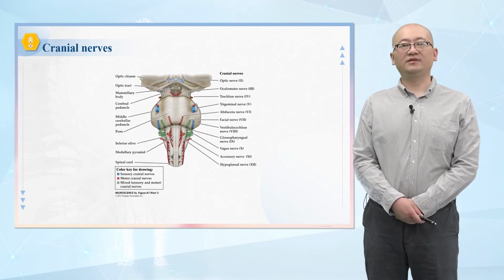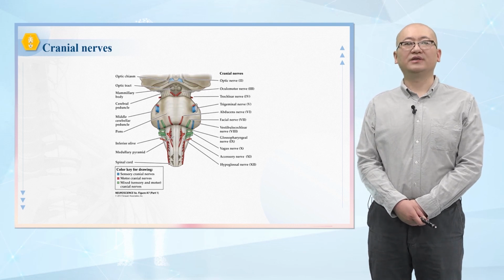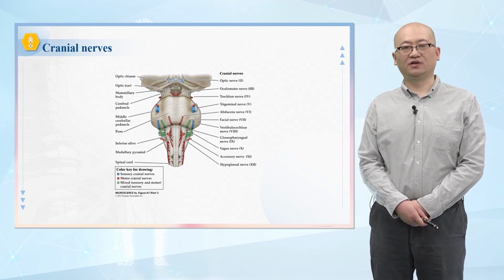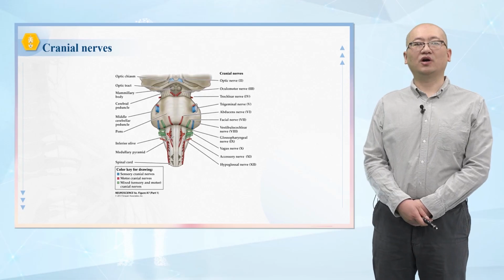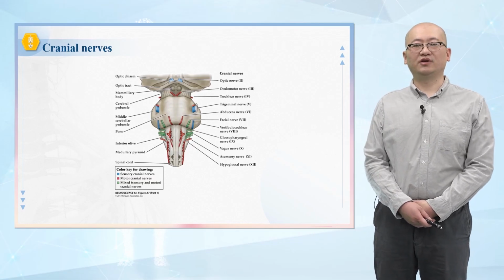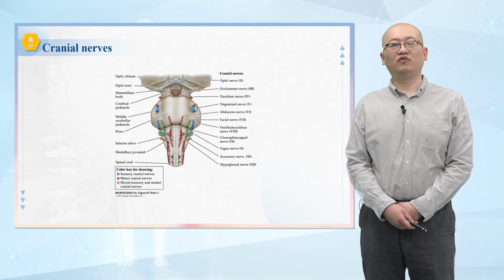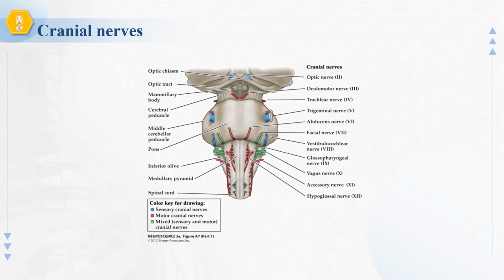Here are the 12 pairs of cranial nerves. The first one is the olfactory nerve, which controls the sense of smell. The second one is the optic nerve, which controls the vision. The third one is the oculomotor nerve, which controls the eye movement. The fourth one is the trochlear nerve, which controls the eye movement. The main action is the intorsion and downward gaze.